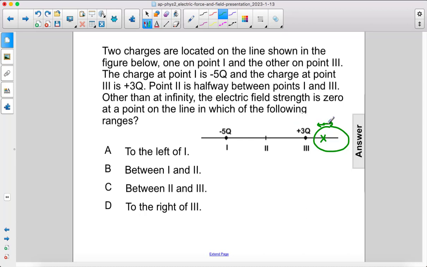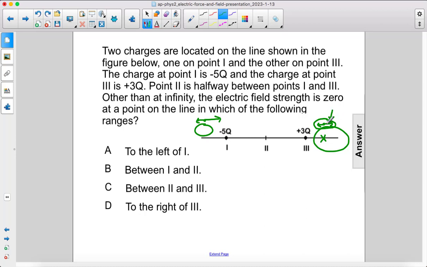Now, the reason why it has to be to the right of 3 and not over here is because this charge is stronger. So it can make up for the fact that it's farther away. Over here, the field towards this charge will always be larger than the repulsive force due to this charge, due to the fact that this one's farther away and weaker.